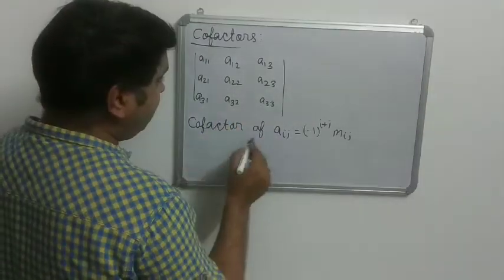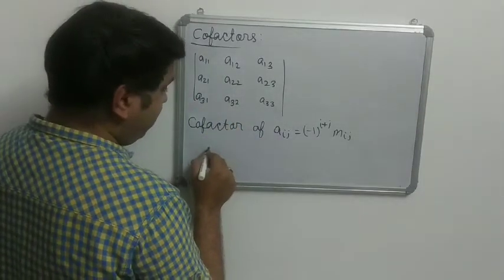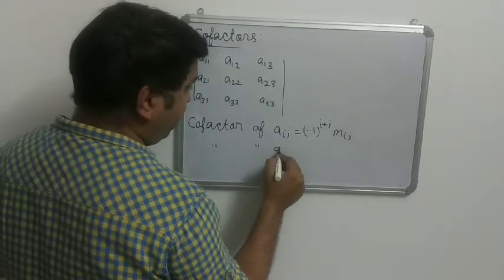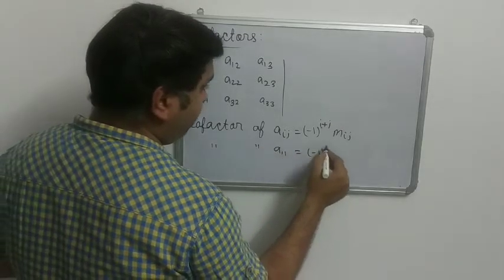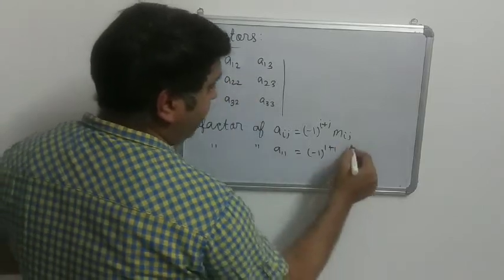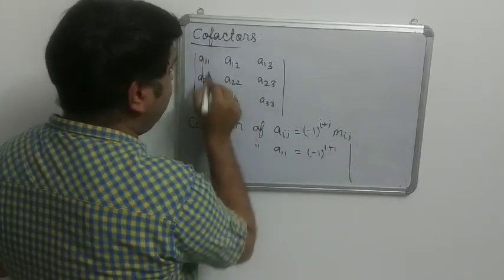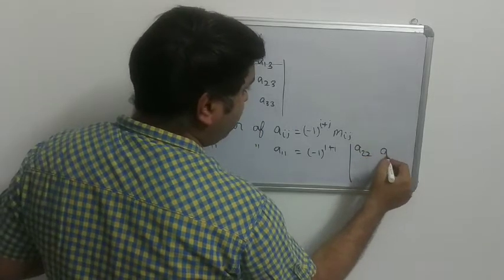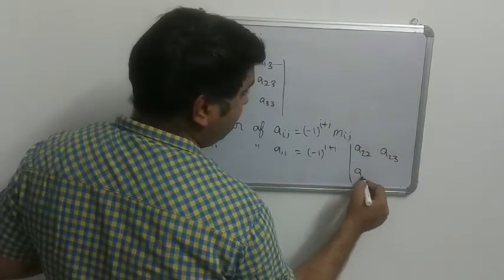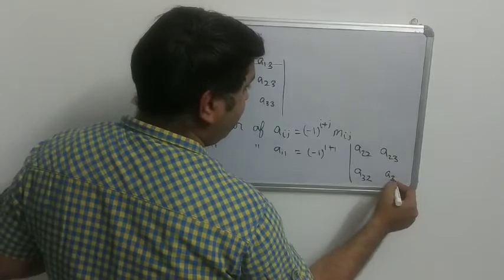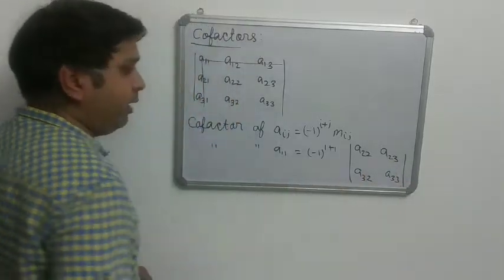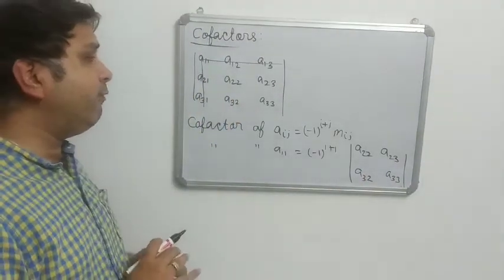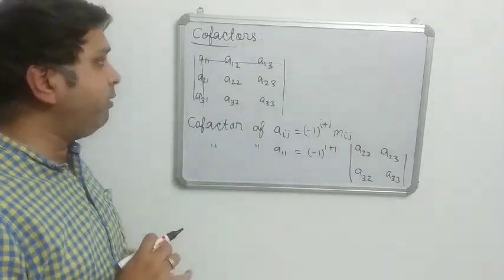Okay. So here the cofactor of A11 will be -1 to the power 1 plus 1 and the minor of that. Again remembering, you can find the minor of this: A22, A23, A32, A33. So this will be the minor of A11. Similarly, we can find the minor of all the elements here present.